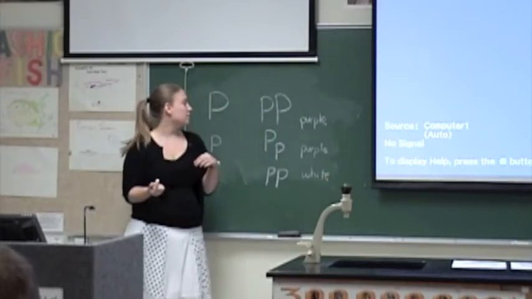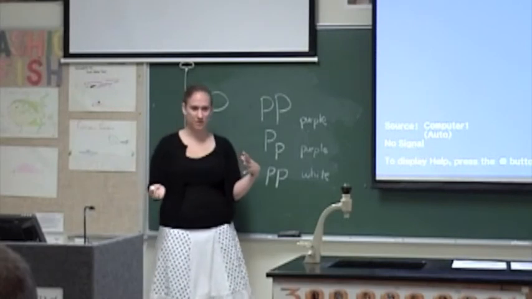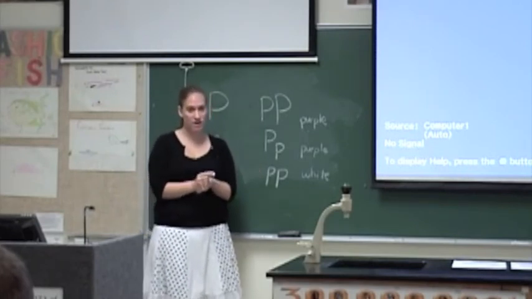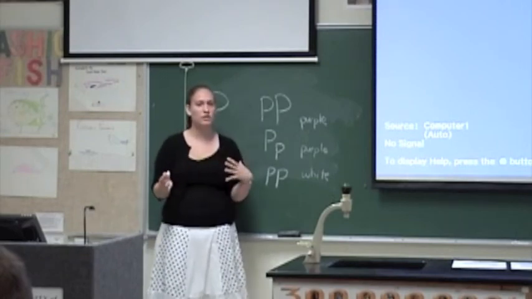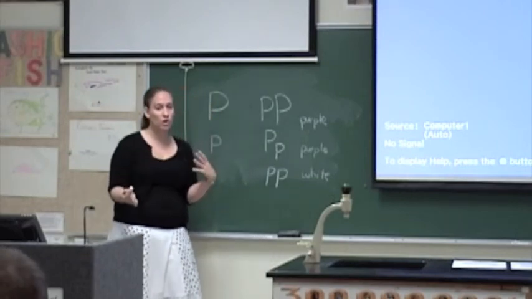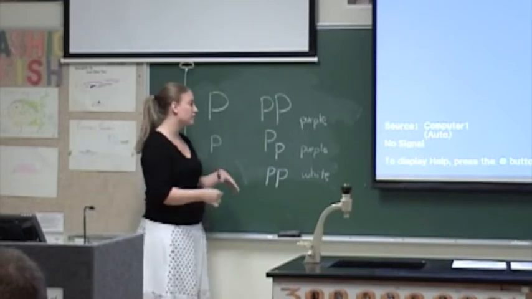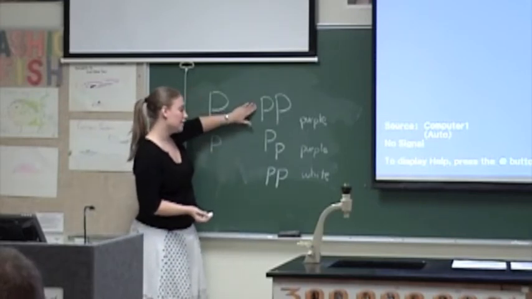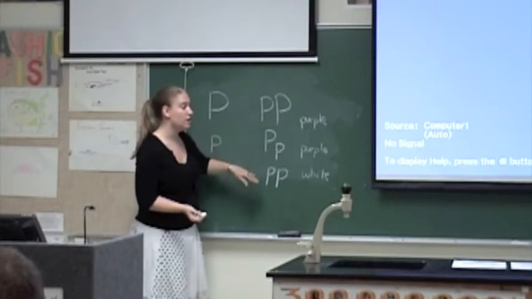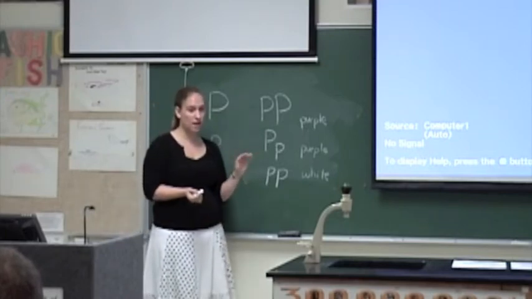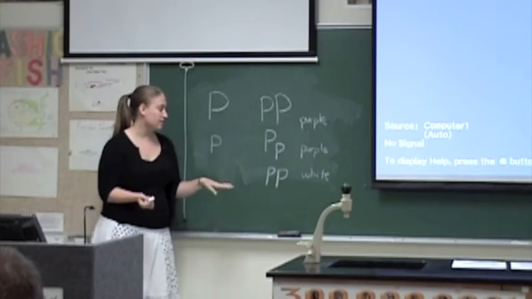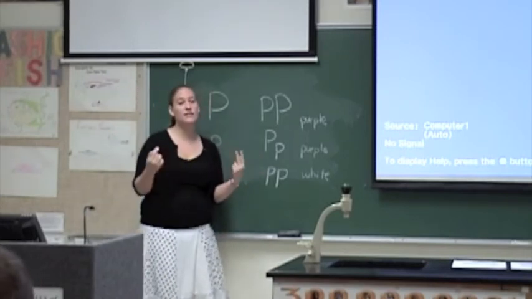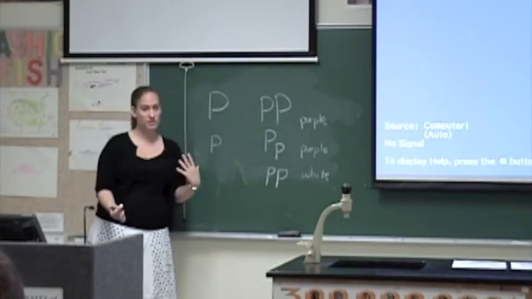Now, the big words we sometimes use to talk about genotypes are heterozygous and homozygous. Those are big words, but the root, homo, means the same, and you see that all over the place. So if you had two dominant alleles or two recessive alleles, you'd be called either homozygous dominant or homozygous recessive. Whereas this one in the middle, which has two different alleles, is heterozygous. Hetero means different.